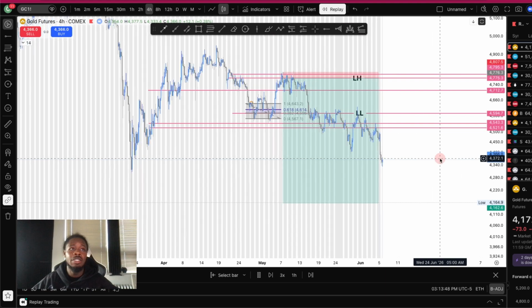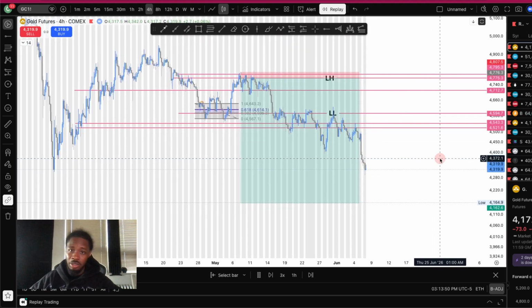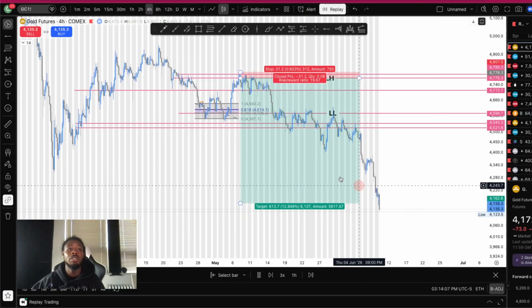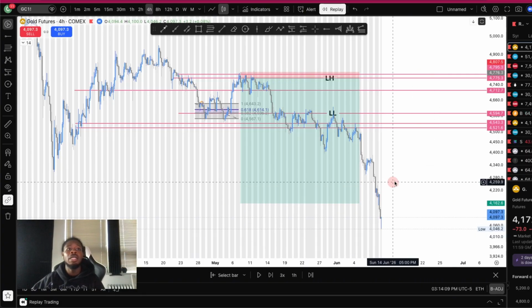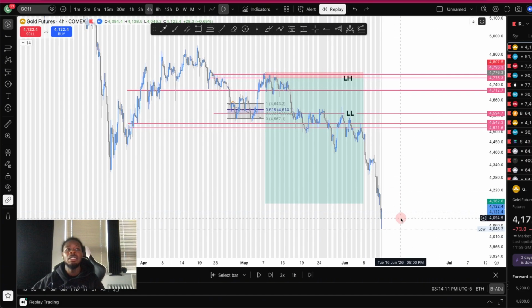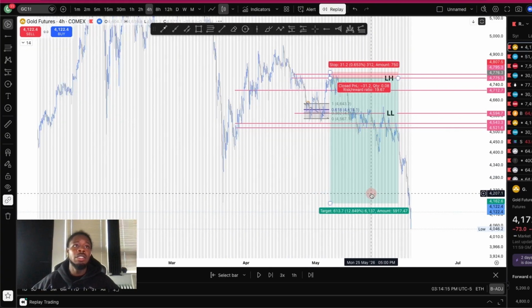And as you can see, that's all you have to wait on. I know it takes long to wait on a play like this, but it's worth it. Because once you get in one of them, you won't have to worry about anything else because you're in the play. You ain't got to worry about waking up every morning, jumping in the play. And look, we hit TP, smack. And it kept going. That's how this stuff works. This is how price works.